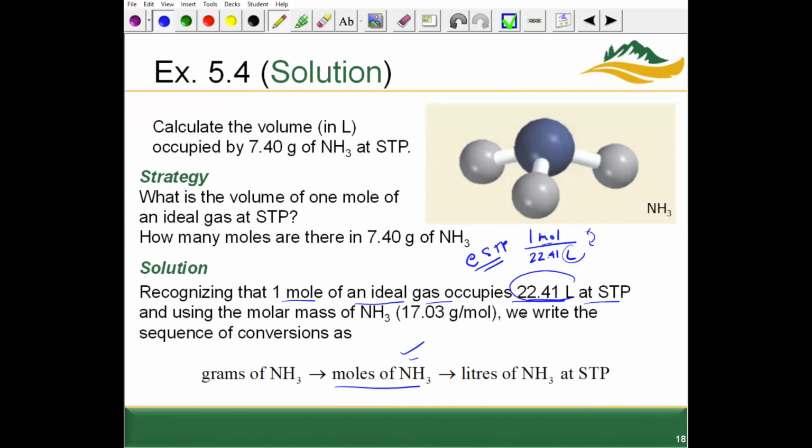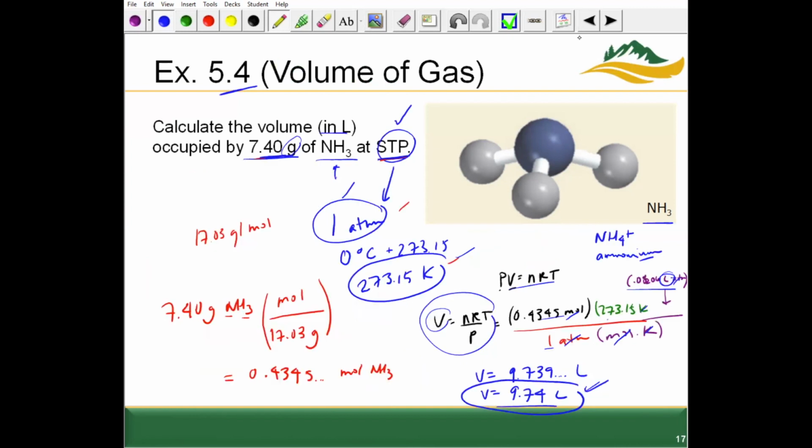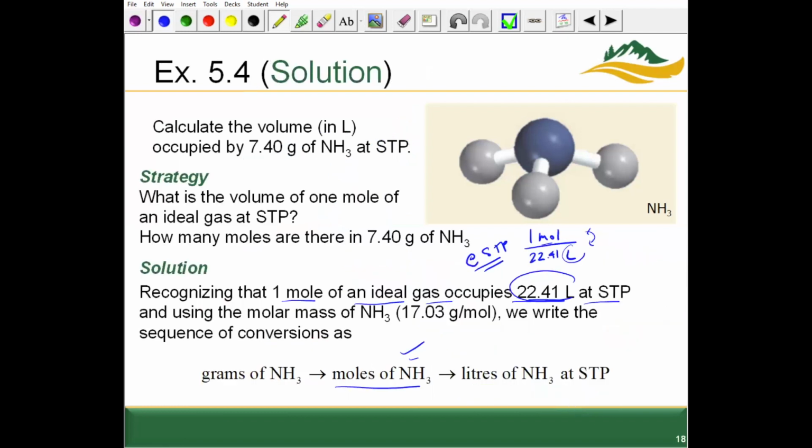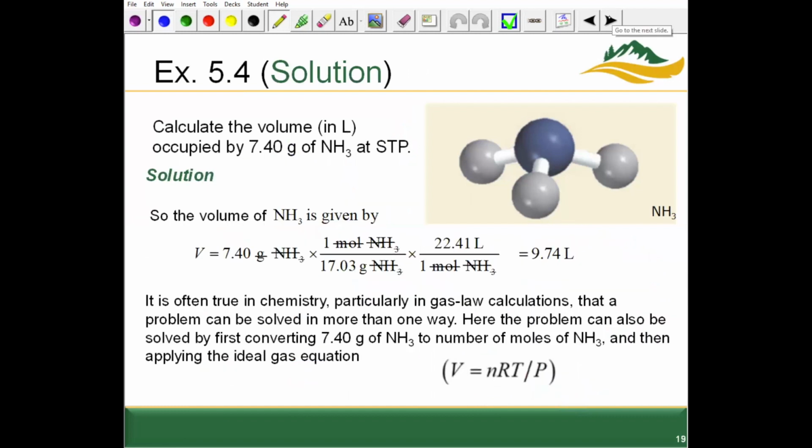You don't have to do it this way. If this way feels more comfortable to you, using the ideal gas law, plugging in the values for temperature and pressure because we're at STP, it gives us the same answer. But let me show you continuing using this conversion factor specifically. So if we want to find the volume without having to bother with the gas constant, this is what we could do. So we have our grams of ammonia.